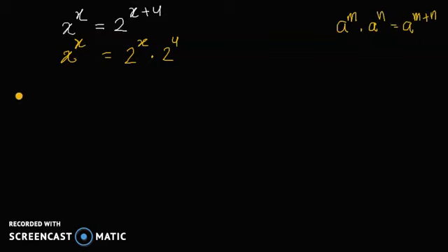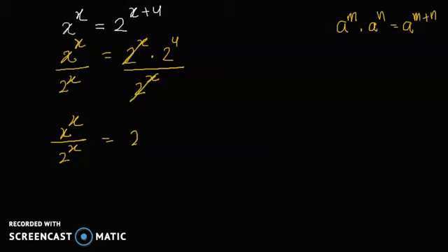Now, if we divide both sides by 2 raised to power x, we get x raised to power x over 2 raised to power x on this side, and here this side we get 2 raised to power x cancelled, so 2 raised to power 4.